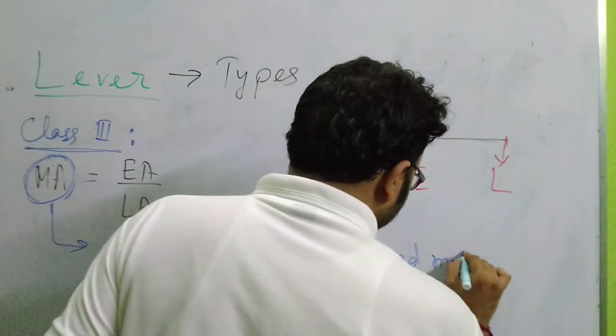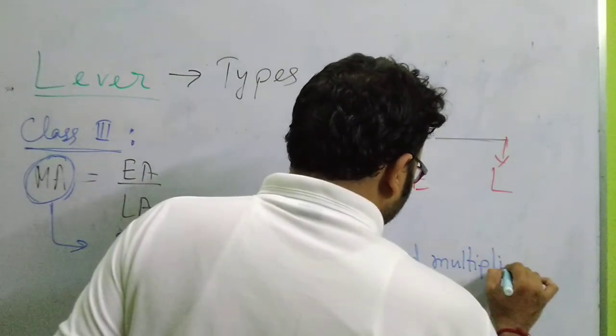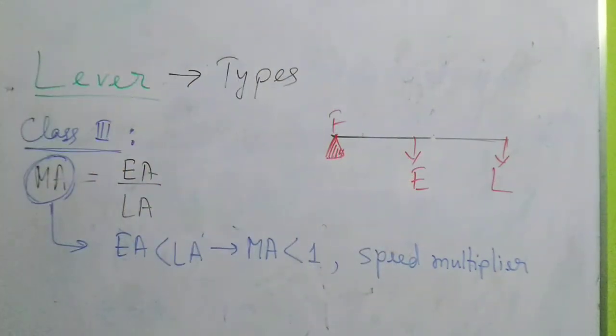So I think the concept is clear: a class 1 lever can act as a speed multiplier or a force multiplier both, a class 2 lever is always a force multiplier, whereas a class 3 lever is always a speed multiplier. I think the concepts are clear.